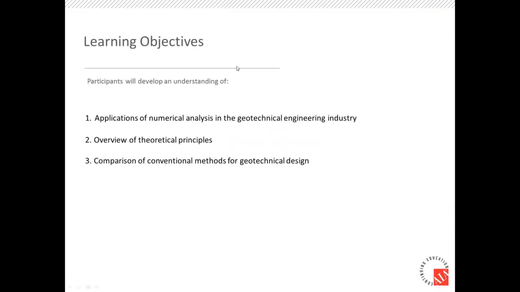Okay, so first I'd just like to go over the learning objectives. At the end of this session, we'd like all participants to develop an understanding of the applications of numerical analysis in the geotechnical engineering industry. Also, we'd like to have them gain an understanding of the overview of the theoretical principles. We'll be reviewing theoretical principles for both conventional methods for geotechnical analysis as well as finite element analysis. And then also, we'll be going over a comparison of various conventional methods for geotechnical design. We'll be going over the strengths and shortcomings of each of these methods to help you gain a better understanding of the tools that are at your disposal.